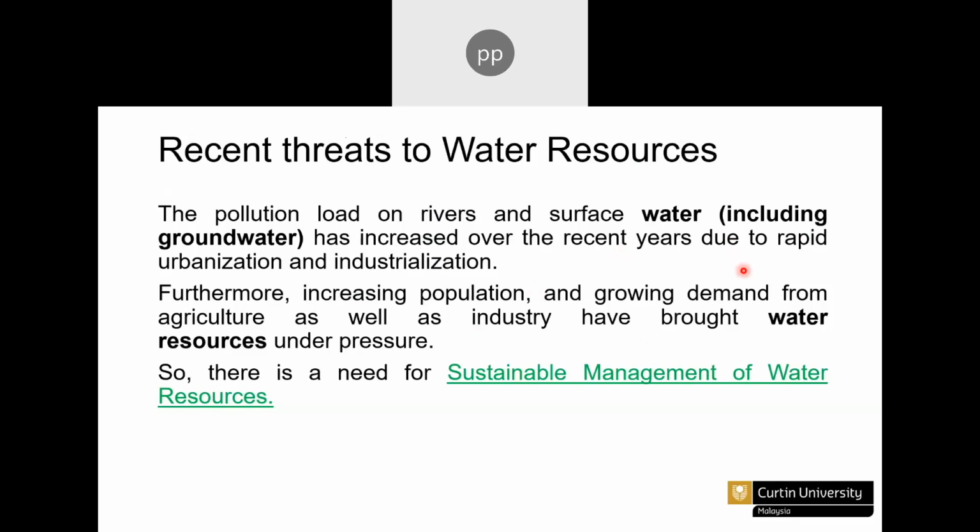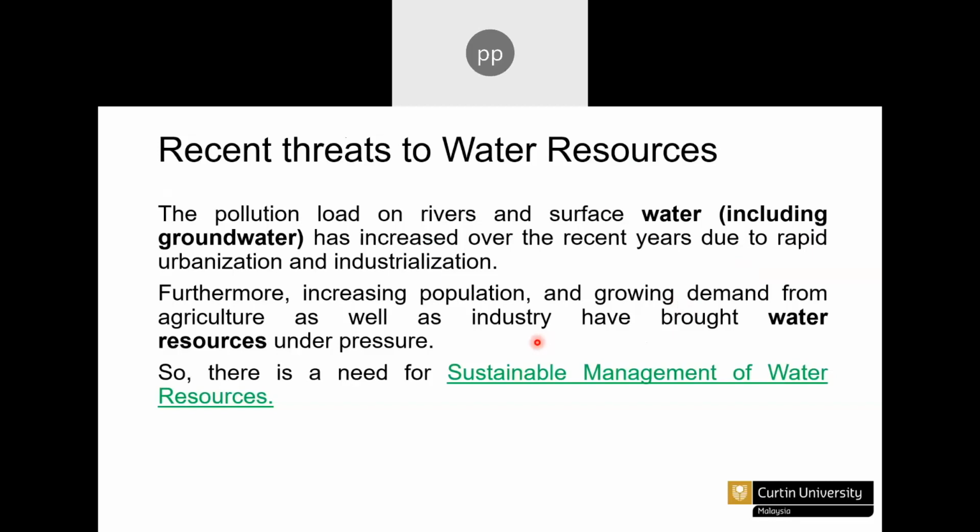This is the main reason that most countries are facing the issue of water pollution, because day by day urbanization has grown and industrialization has grown, and on top of that, of course, the population has increased, and there is also a growing demand from agricultural activity as well as various industries, putting the water resources under pressure. Because if you want to operate all these things, definitely water plays an important role to maintain all the processes. So ultimately, that gives some kind of water crisis.